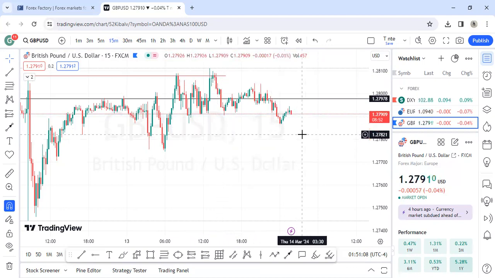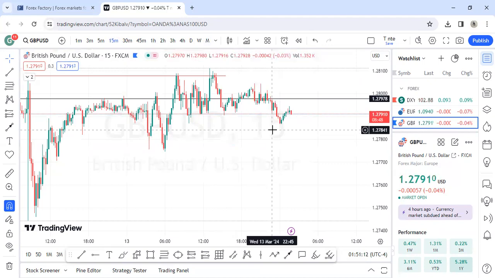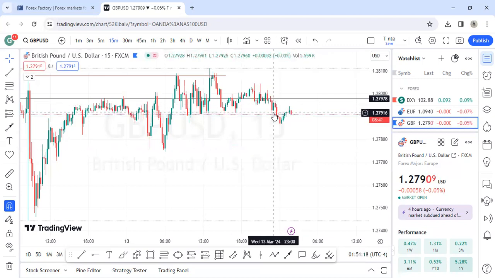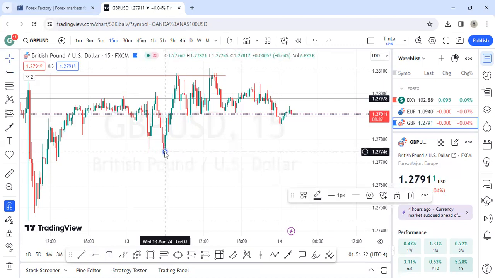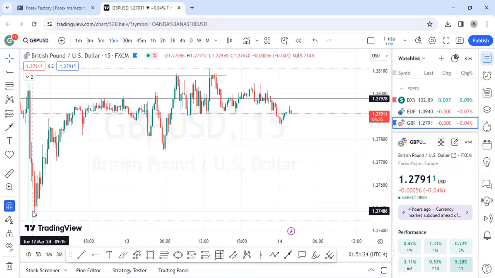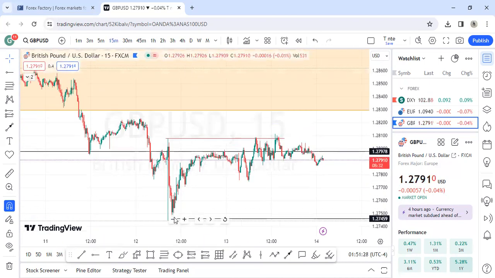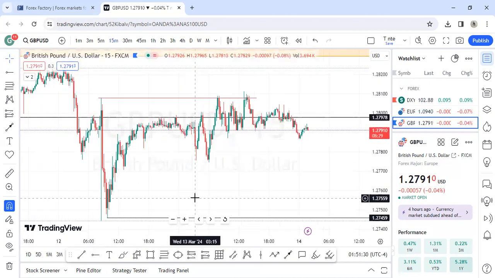Let's be very mindful of what we are doing on this particular chart. Now we can sell from here, and if we sell from here, we are targeting this low, and then possibly this low. But this should be our main low of target. That should be our targets if we want to be bearish.